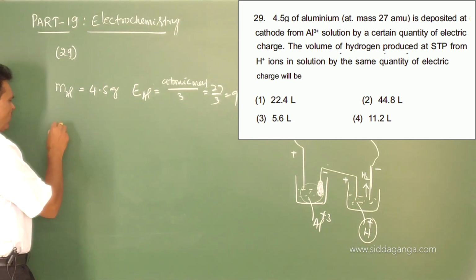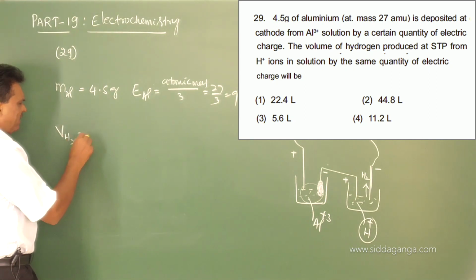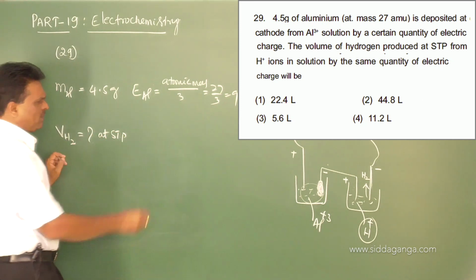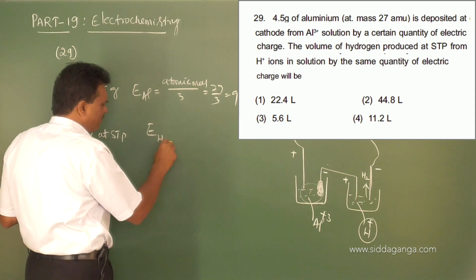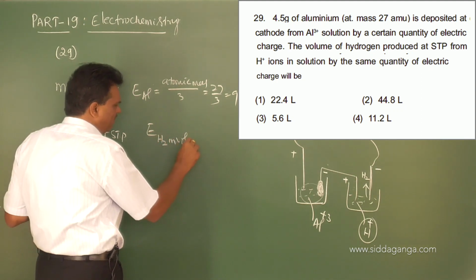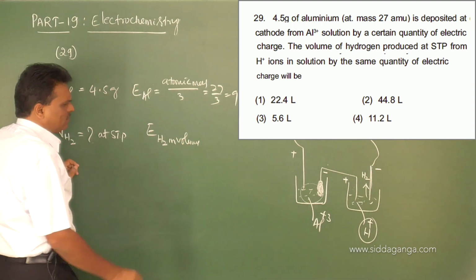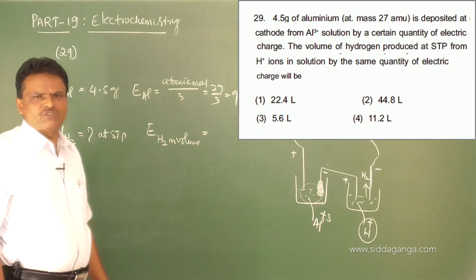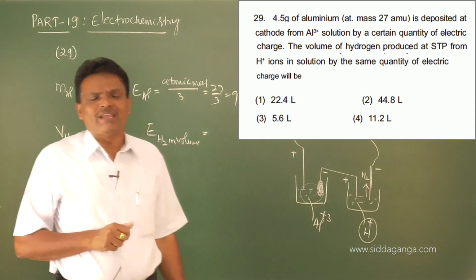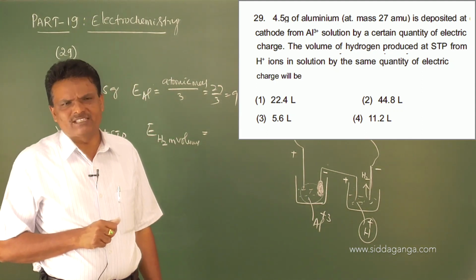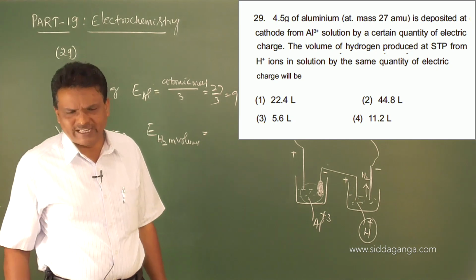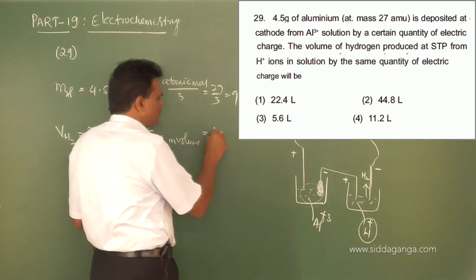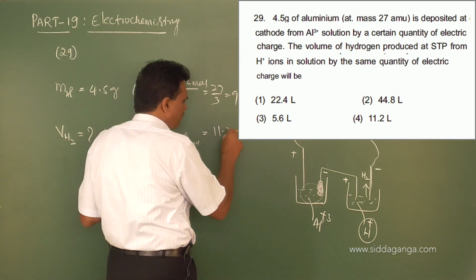Then we need to calculate the volume of hydrogen gas liberated at STP. So what is the equivalent mass of hydrogen in terms of volume? The equivalent mass of hydrogen is 1.008. What volume does it occupy? It is occupied by 1.008 gram of hydrogen, which is half of the molar volume. So 11,200 cc or 11.2 liter.